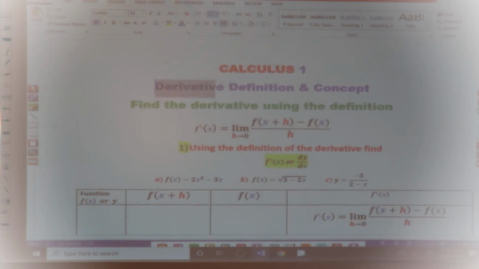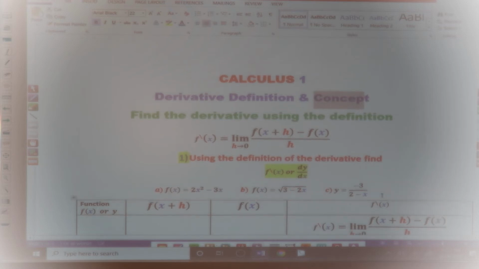Calculus, our class, derivative, definition, and concept. We said the concept is the slope. The derivative means the slope of the tangent line at any given point we have. Good? Before we have an easy way to find the derivative, which I'm going to show you in different classes, a simple way just by looking at the function with some practice, for now I will show you the definition.